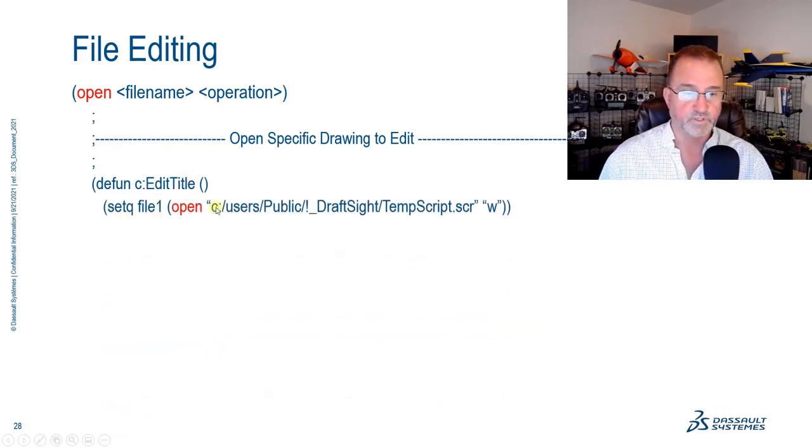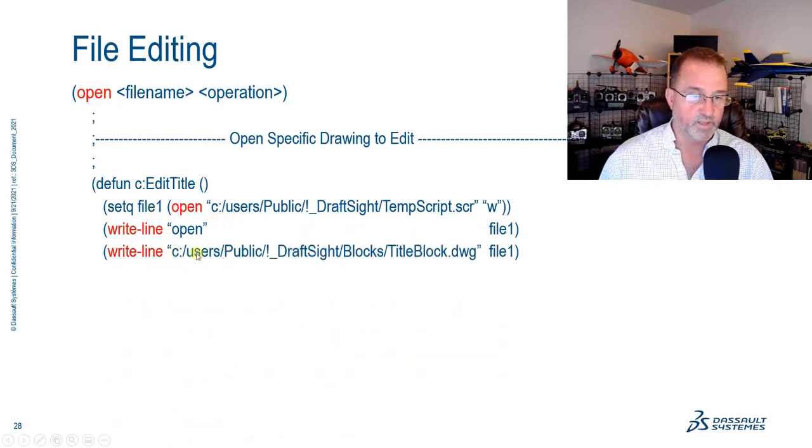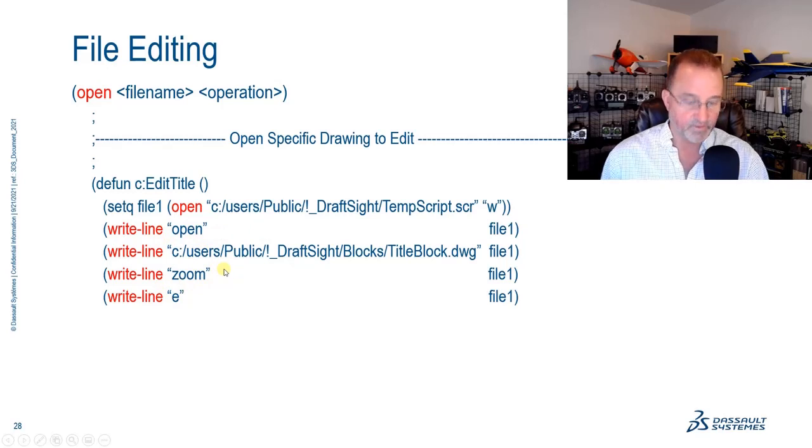The first thing I'm going to do is set file1 to opening up this text file. I'm going to call it tempscript.scr, and I'm going to write. Then I'm going to use the write-line function to write open to file1. Then I'm going to write-line my title block drawing to file1. And then I'm going to write zoom and extend. So basically, I'm going to write down everything that I would type at the keyboard into the script file. And then when I'm done, I'm going to close that file. And that file should exist and have this information in it.